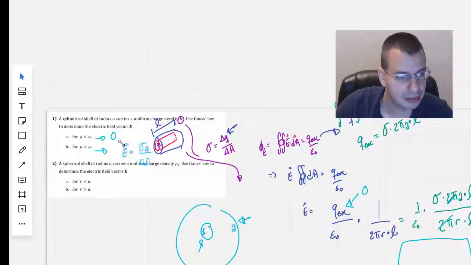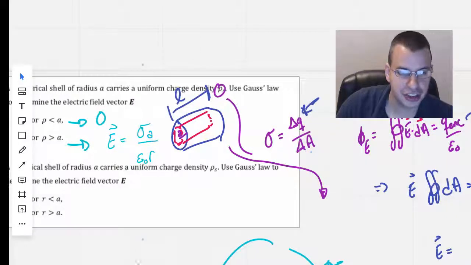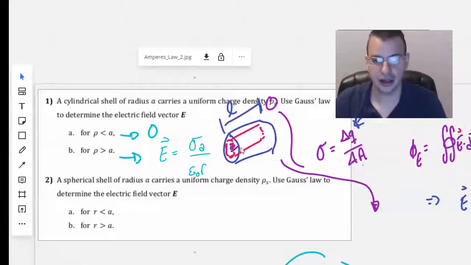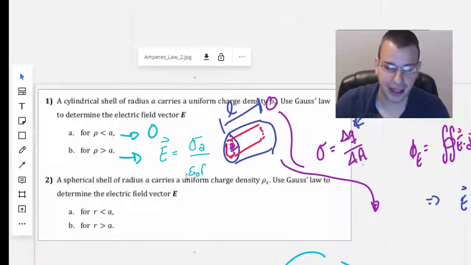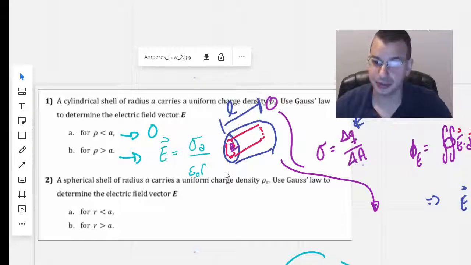Make it a little bit smaller. Where we have surface charge density times the radius A of the shell divided by epsilon naught times R. And for this, A has to be less than R. And that's how we do the first part.